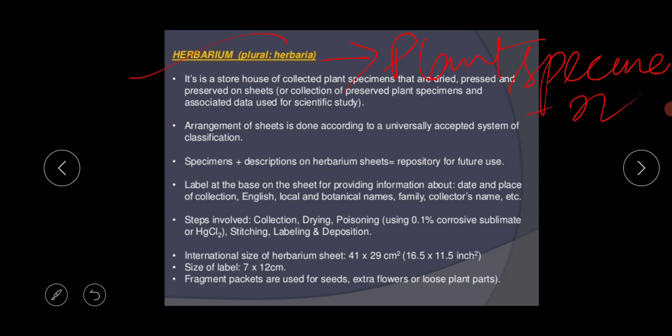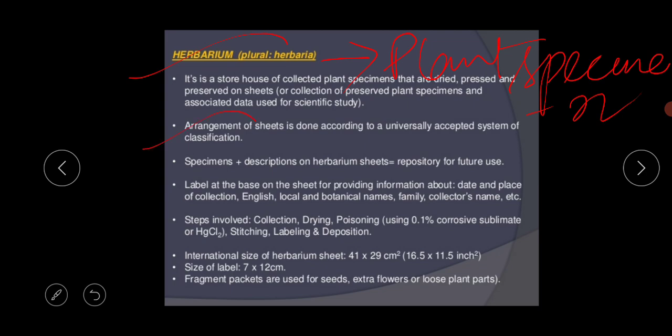I am repeating again, herbarium is a collection of pressed, mounted or preserved plant specimens which is arranged systematically and according to a commonly accepted system of classification so as to provide first-hand information of plant materials of various types. Okay, so it's a storehouse. You can say in this way that it's a storehouse of collected plant specimens that are dried, pressed and preserved on the sheets.